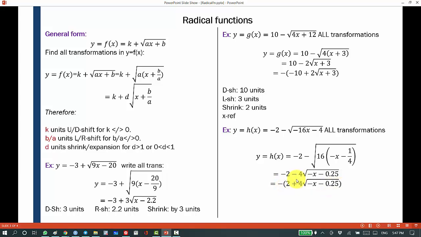Then we take minus 1 as a common factor. We get 2 plus 4 times square root of minus x minus 0.25. Hence we have a 2 units upwards shift because of this 2, and a 0.25 units shift to the right because of this minus 0.25 here. The shrink factor is 4 units and we have an O reflection. Why? Because first of all we have the y reflection here because x is being changed to minus x, and because of this negative sign outside we also have an x reflection, that is the x reflection of the y reflection, which gives us the O reflection.